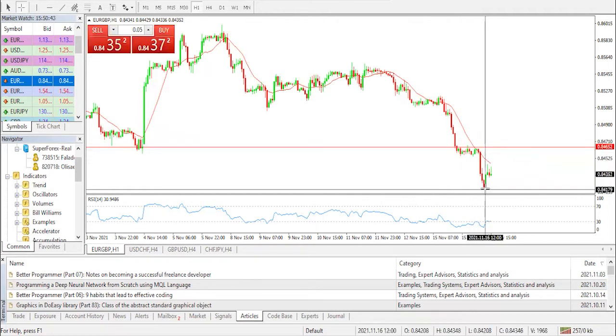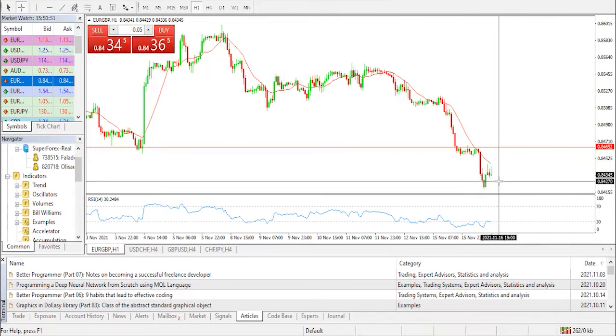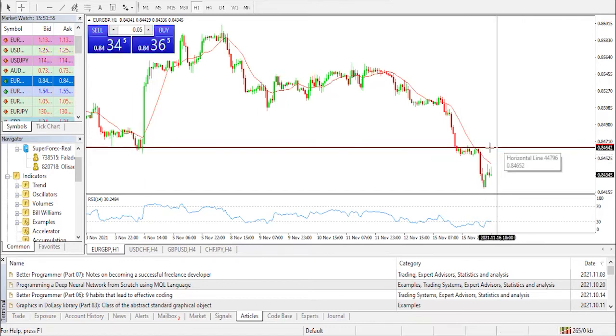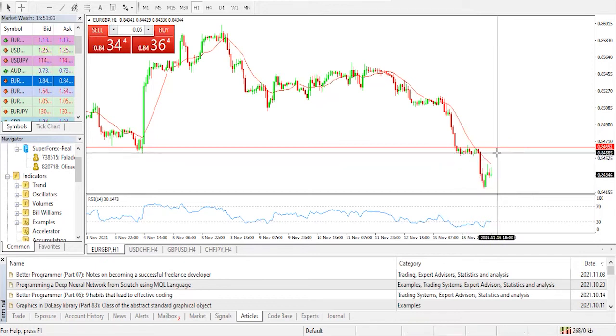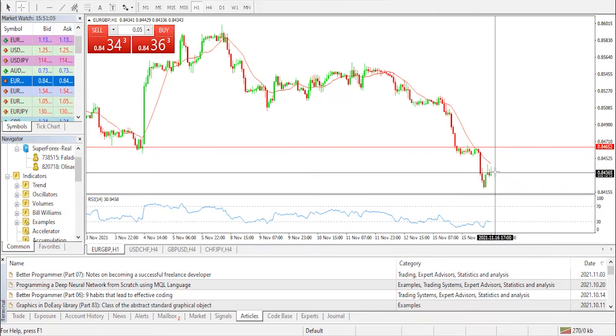So an extension to this point, we have at 0.84185. But what we're presuming is a pullback to at least this point before a probable push up to the major resistance or support zone at 0.84652.